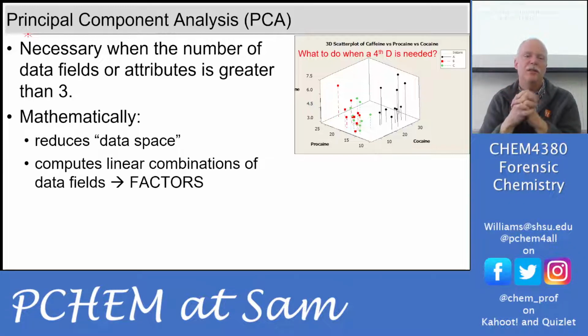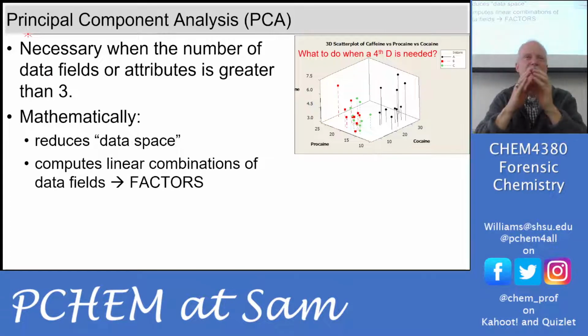And so this reduces the data space. In our case, our space is 3-dimensional. We have cocaine, procaine, and caffeine for our data space. And so this produces linear combinations of those. So for example, if caffeine is pretty much the same in all of them, there's really no need to plot the caffeine variable. We can just fold that caffeine variable into the cocaine and procaine variables and plot it with two new factors and get it down to a 2-dimensional plot. So that's what principal component analysis is.